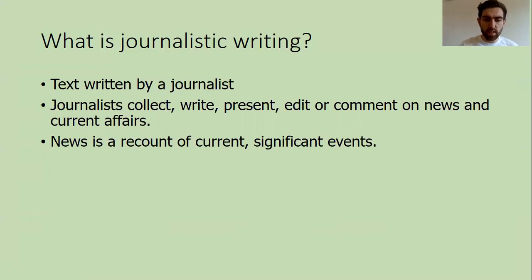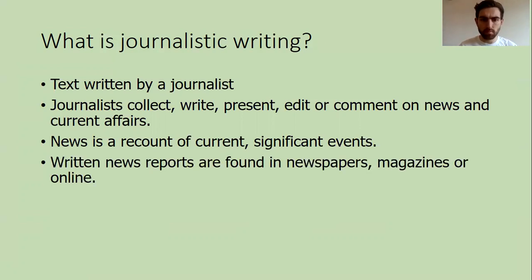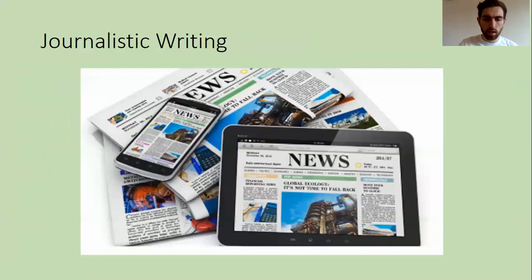News is a recount of current significant events, so it retells what has happened. And written news reports can be found in newspapers, magazines, and even online. Also, we have news reports in different ways. Have you seen these different types of written news before? So we can see news written on paper, in a newspaper. Then we can also see news written and displayed on a mobile phone or on a tablet or even a computer.